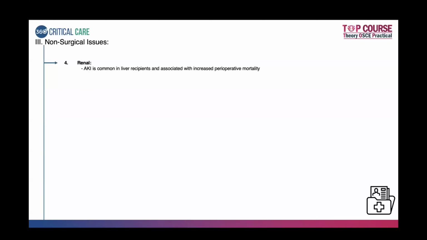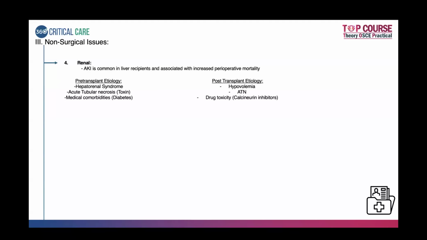So we covered neuro, CVS, pulmo, and coming to renal. Renal AKI is common in liver recipients and is associated with increased perioperative mortality. Pre-transplant etiology most commonly can be because of HRS, toxin-mediated ATN, or medical comorbidities like diabetes. In the post-transplant phase, it can be because of hypovolemia, ATN, that can be because of ischemia, and drug toxicities like calcineurin inhibitors.